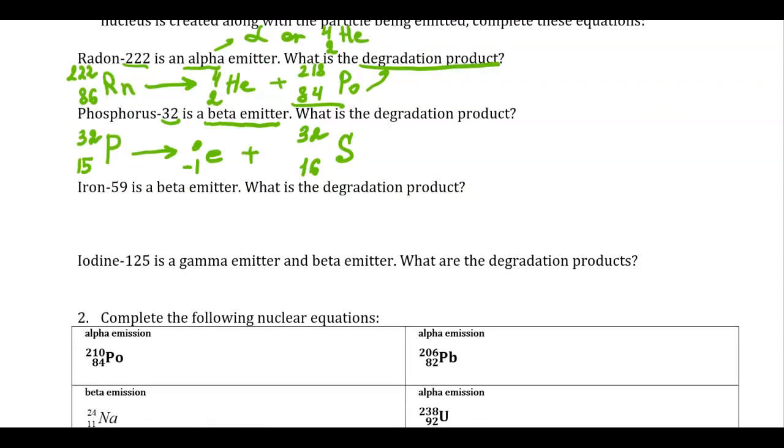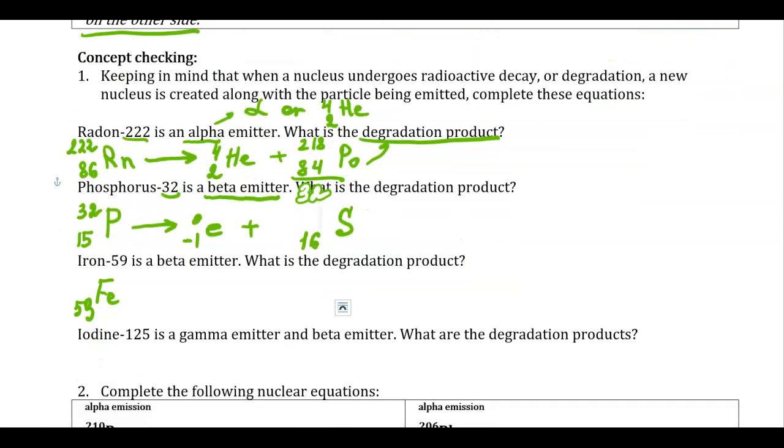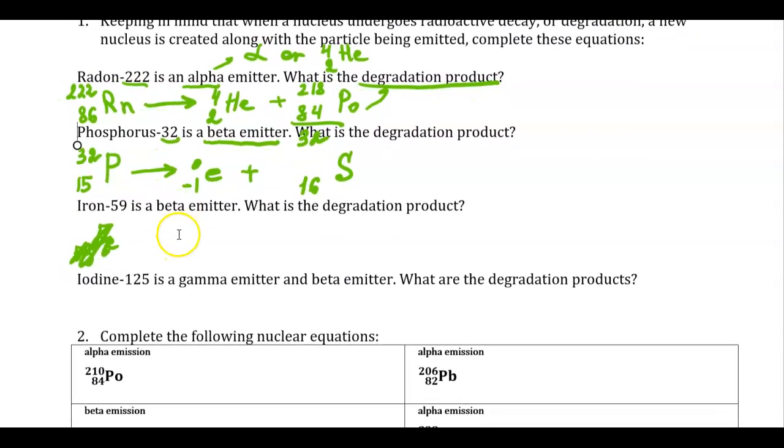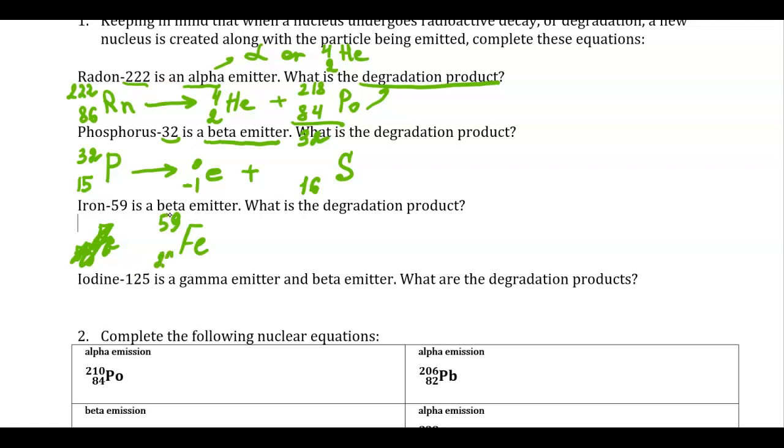The next one, iron 59 is a beta emitter. So iron, this symbol, 59 here. Oh, I'm sorry. No. Okay, I will start again. So iron 59 is the mass number. Please don't make the same mistake, okay? And in the periodic table, we can find its atomic number, it's 26, beta emitter, the same.